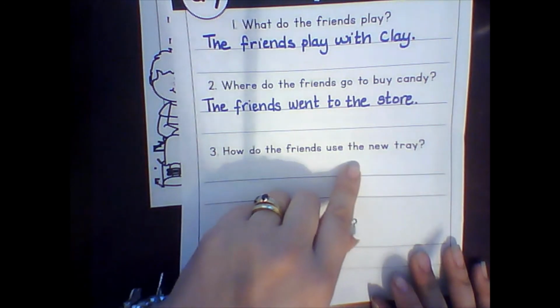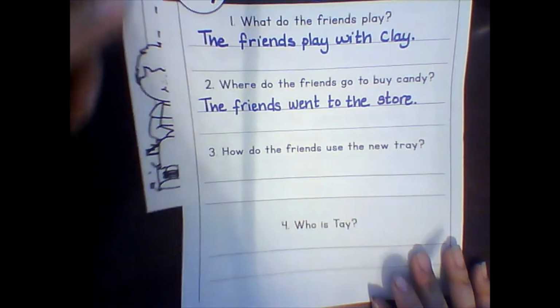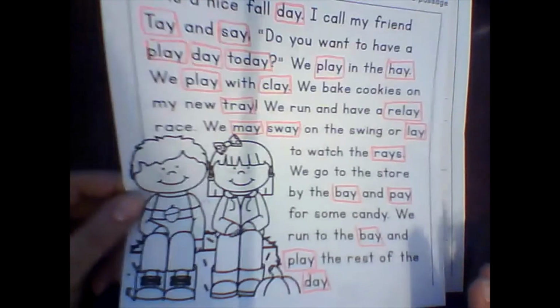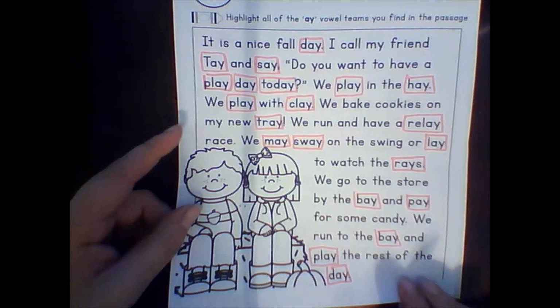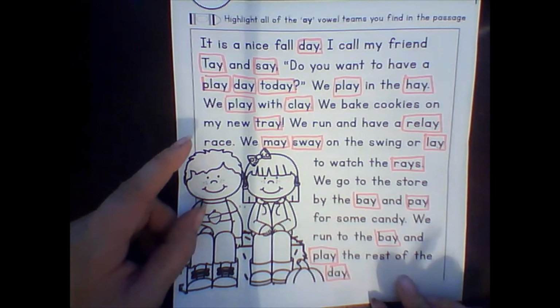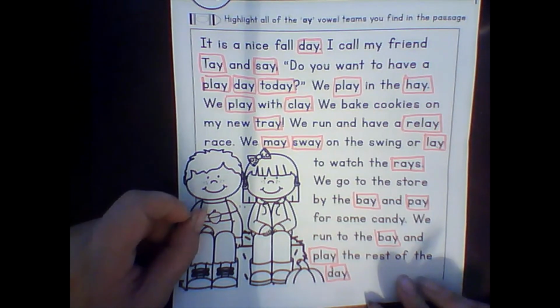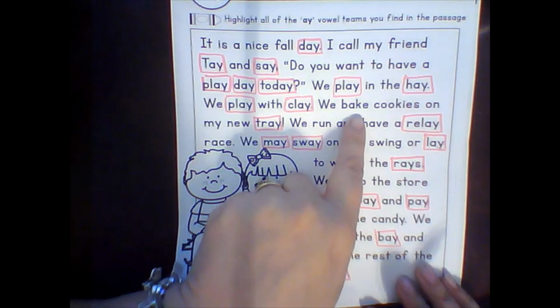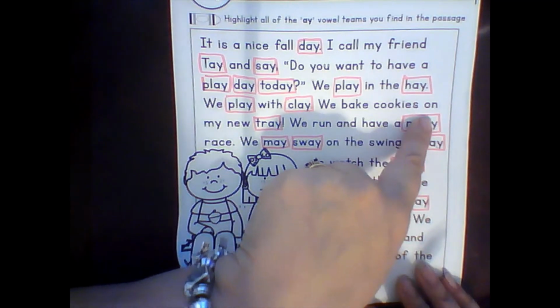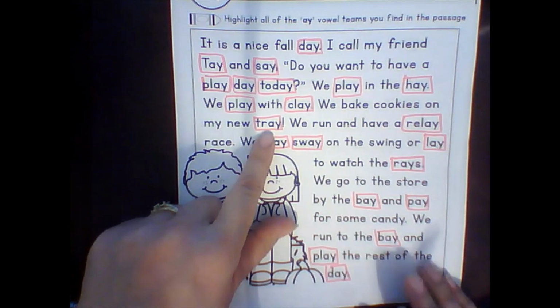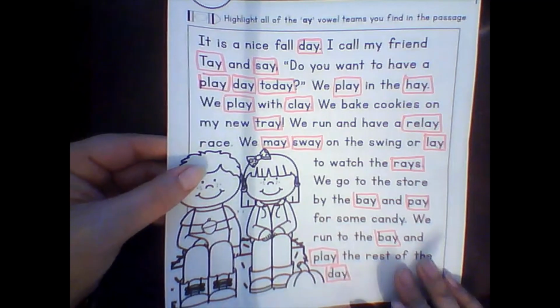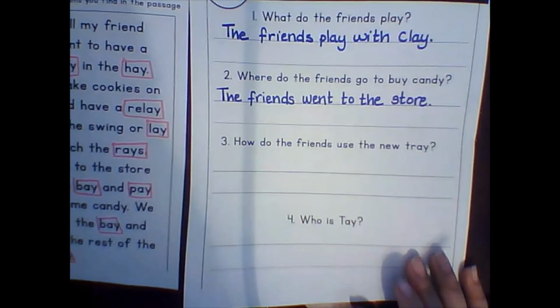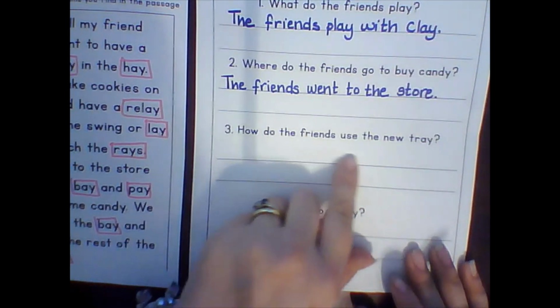Question number 3. How do the friends use the new tray? Let's have a look. Let's be detectives. What do they use the tray for? Do they use it for the swing? Do they use it when they're playing with clay? What are they using their tray for? Here we go. We bake cookies on my new tray. All right, let's move this over. So, how do the friends use the new tray?